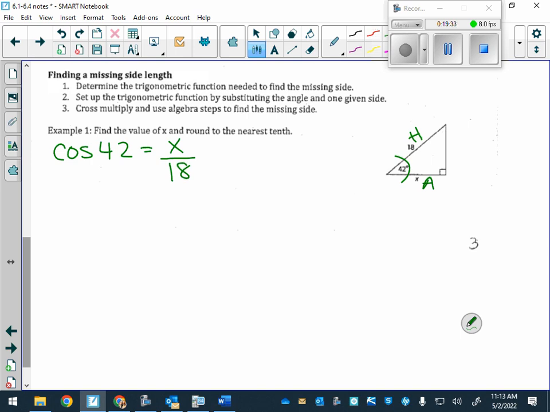Before we do anything, how do I go about solving for x? What would you do? You would cross multiply. So we would have 18 cosine of 42 equals x. Are we okay? We need our calculators, so take those out.